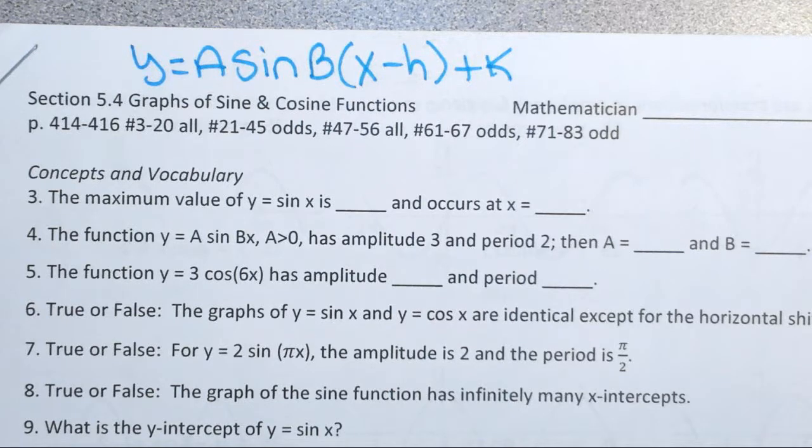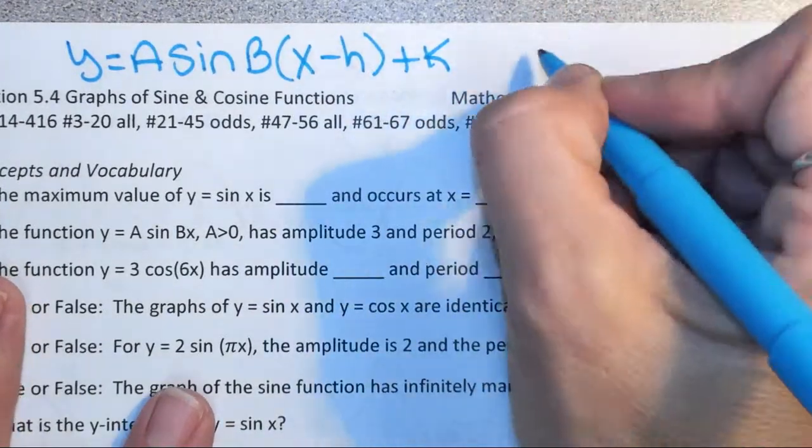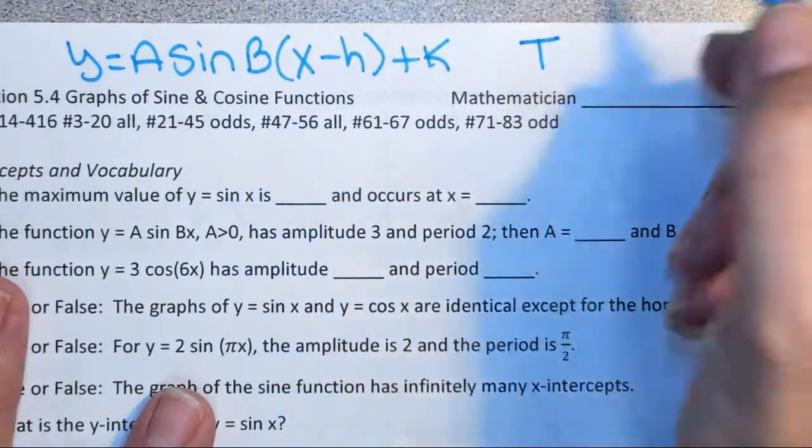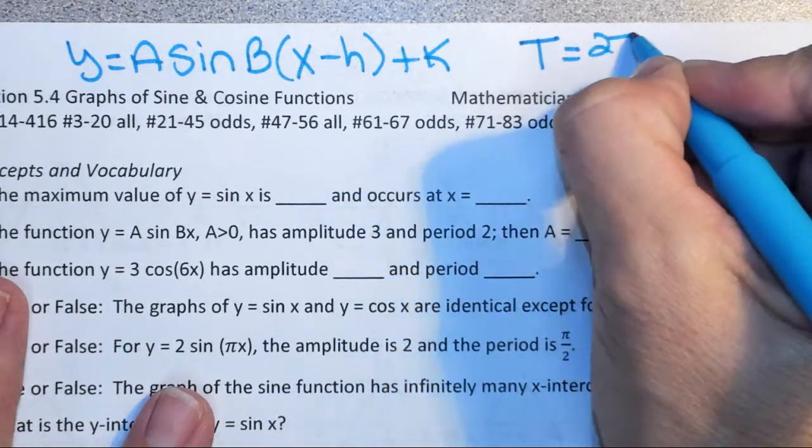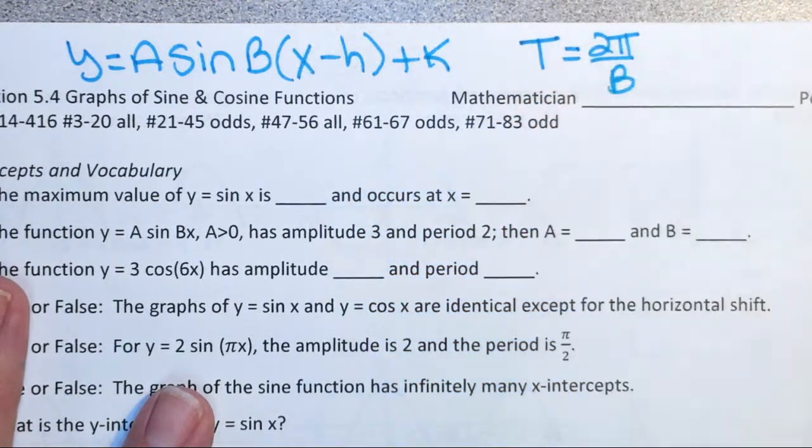Wave. The only letter that's not in this equation that we need is the letter T. What did T stand for yesterday? Period, which is time. Very good. So we had a formula for it, and we know that T, the time or the period, whichever one you want to call it, is equal to 2 pi divided by the B.